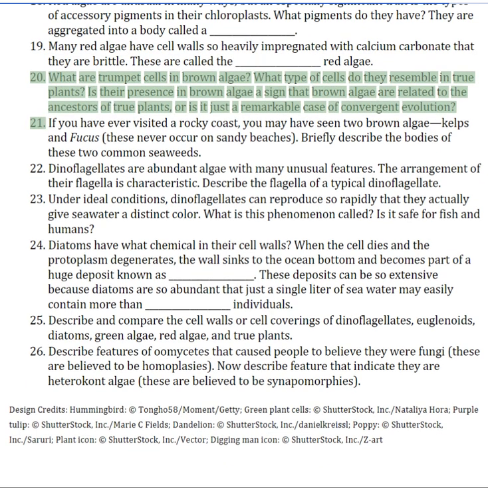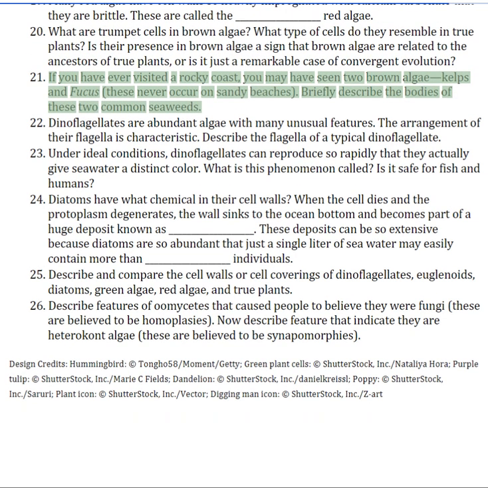20. What are trumpet cells in brown algae? What type of cells do they resemble in true plants? Is their presence in brown algae a sign that brown algae are related to the ancestors of true plants, or is it just a remarkable case of convergent evolution? 21. If you have ever visited a rocky coast, you may have seen two brown algae, kelps and fucus. Briefly describe the bodies of these two common seaweeds.